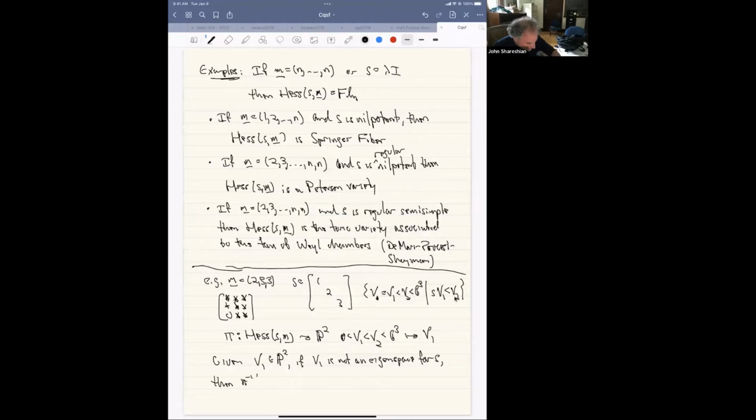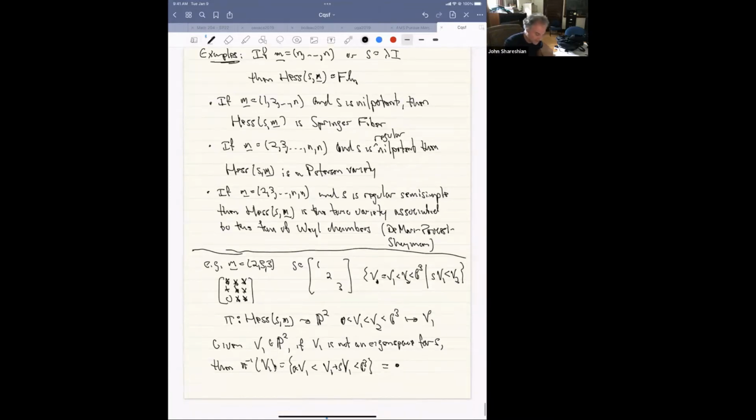Then pi inverse of V1 is just a point. It's V1 contained in V1 plus SV1. I should put this 0 in C3 here, but the point is it's just a point. So this thing away from the eigenspaces just looks like P2.